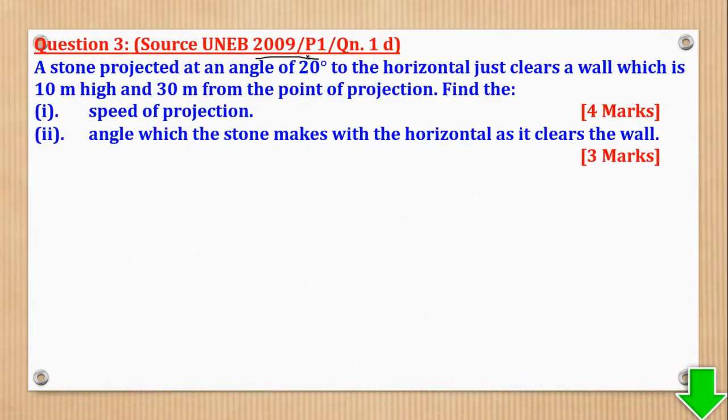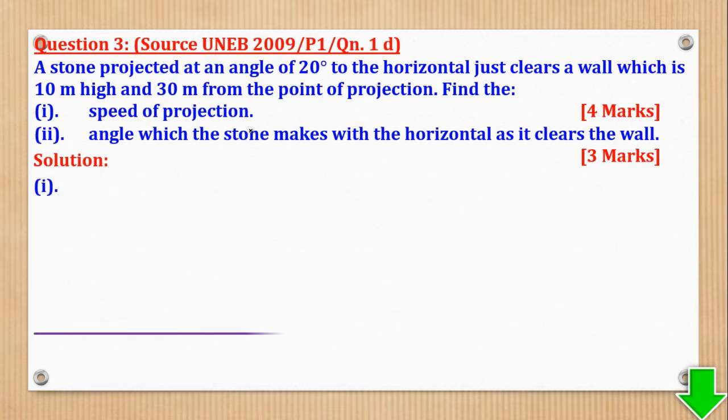Question 3 came from UACE of 2009, paper 1, question 1D, and says, a stone projected at an angle of 20 degrees to the horizontal just clears a wall which is 10 meters high and 30 meters from the point of projection. Find Roman 1, the speed of projection, and Roman 2, the angle which the stone makes with the horizontal as it clears the wall.